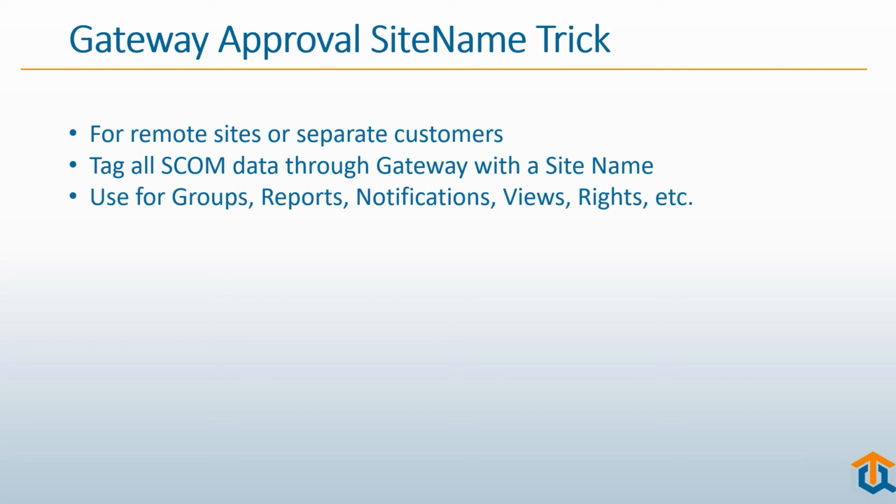So you can say, I want all of the machines with site name customer 1. You can put them in a group. You can also target reports at those. You can use it for notifications: I want to see all alerts coming from this or that class with site name, etc. You can create views with it. You can assign rights to it, especially if you're a hosted entry, hosted SCOM.